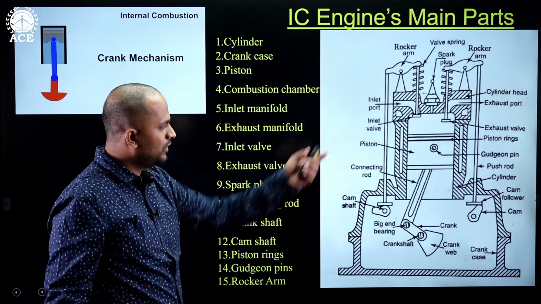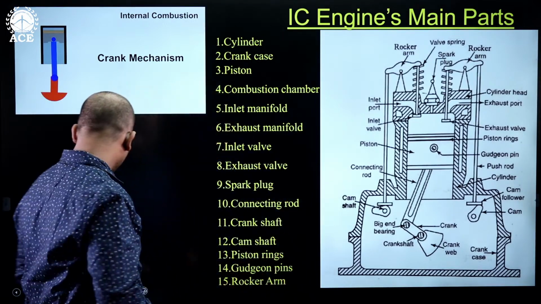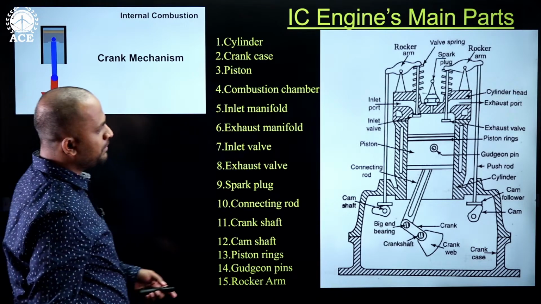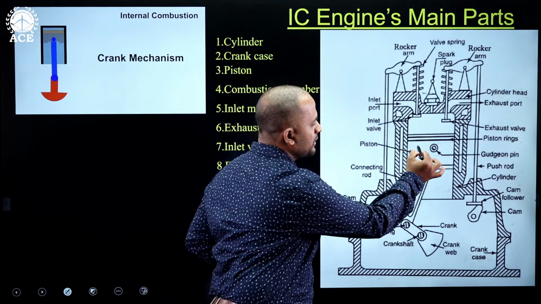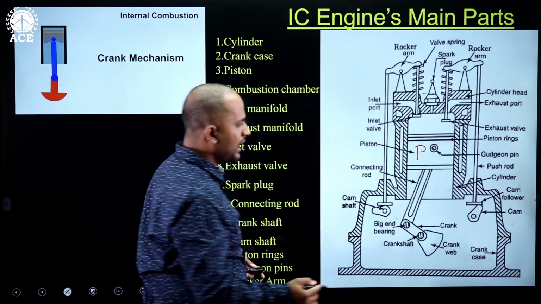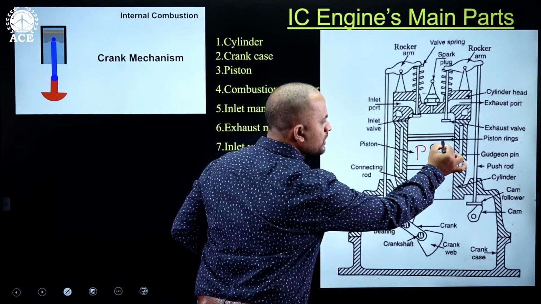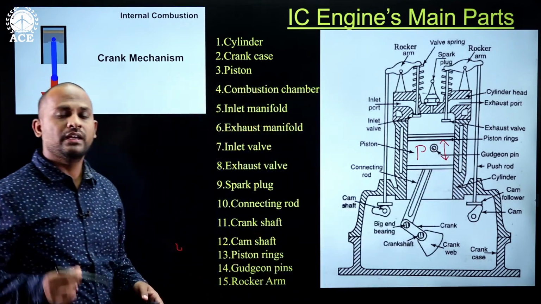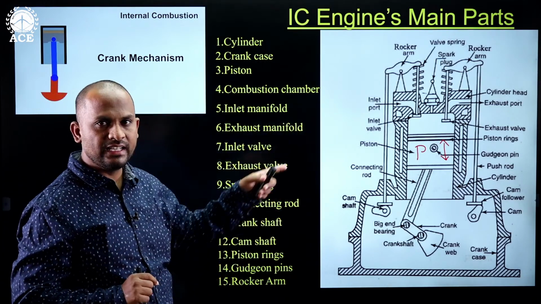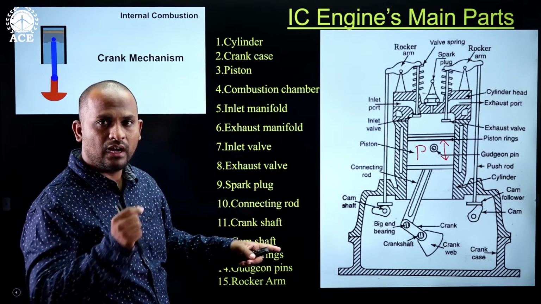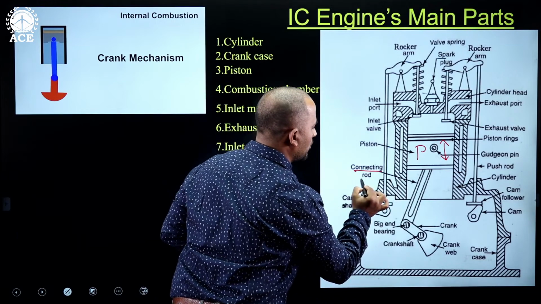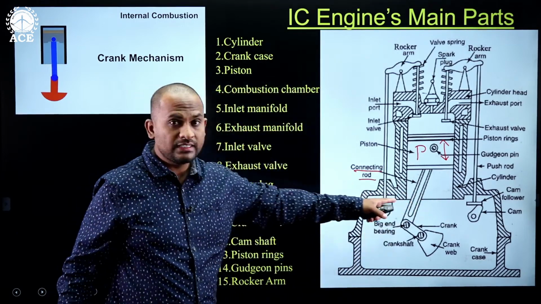In this figure we can see that the main important part is the piston. The piston will be having a reciprocatory motion. That means the piston will be reciprocated inside the cylinder, and that piston is connected with a connecting rod here. This is the connecting rod. The piston is connected with a connecting rod.